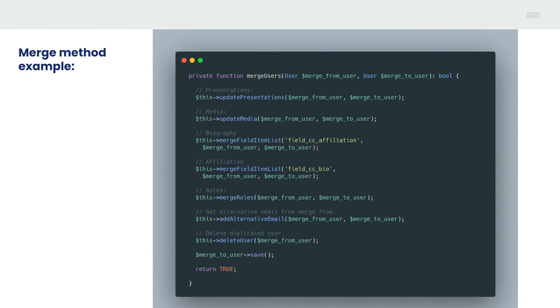So I have private methods to do each of the things, like update presentations, update media, all this kind of stuff, so it's separated. So it's not a long piece of code where everything is done in a single function, and it's easier to debug. If something fails, you just fix a piece of your code. Then you delete the user, you merge the user, and you return true or false.